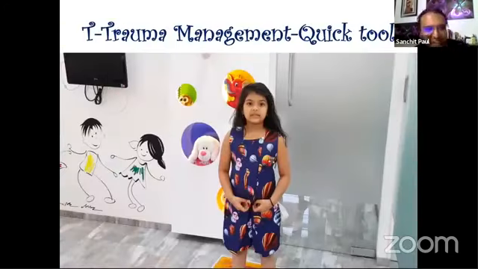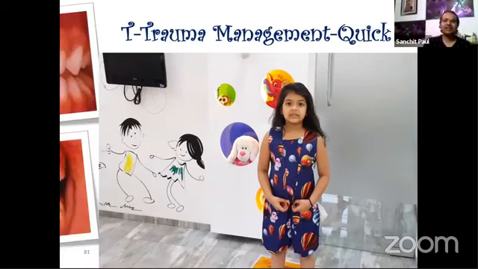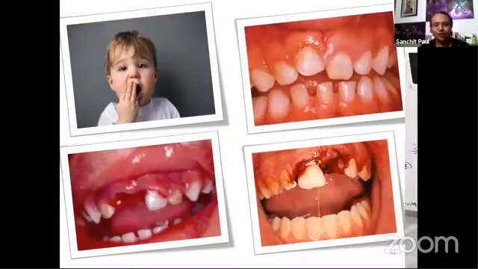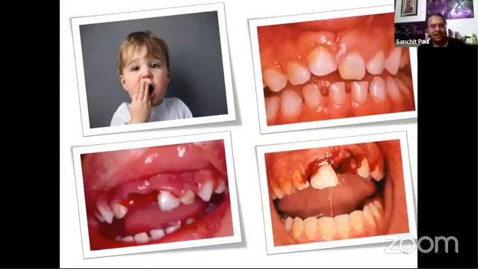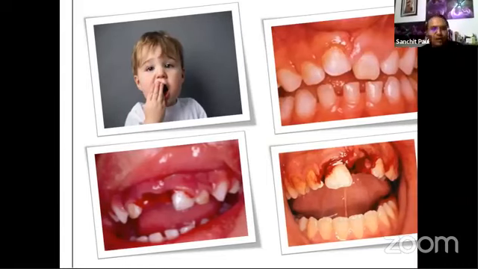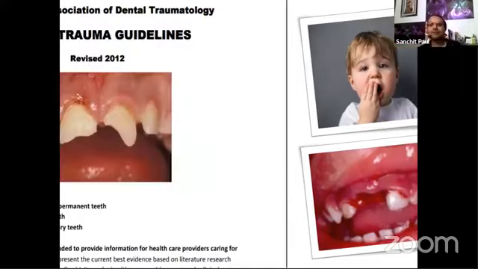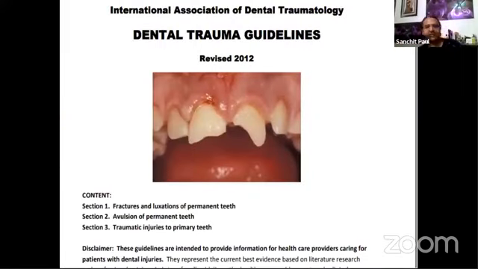Next letter, which is T. Now, T is again for the pediatric dentist, or probably all of us, basically a trauma management quick tool. Again, this is a huge, wide topic, and we don't want to go majorly into the guidelines and protocols. What we want to highlight is that the moment a trauma comes to the clinic, be it a general dentist or a specialist, it's an emergency and we really have to quickly do our best.